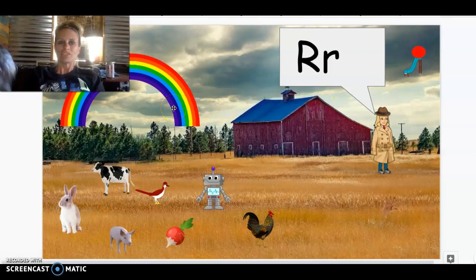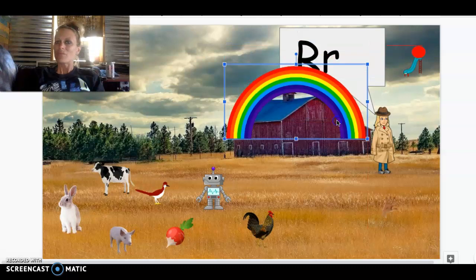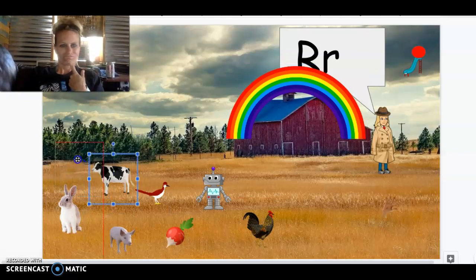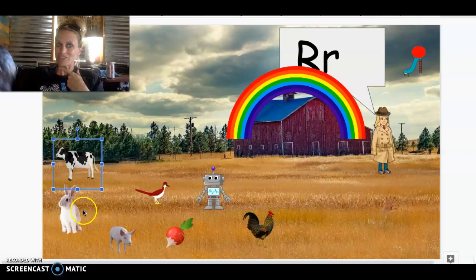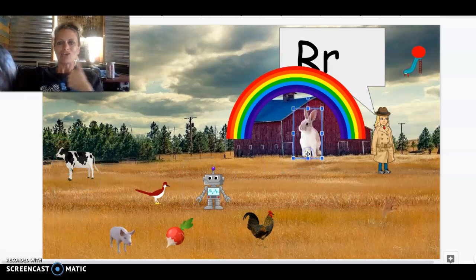We'll start with this one. Rainbow. Should I put it over there? Rainbow. Good. I'm going to put it over the barn. How about cow? Does cow begin with a R? Nope, he'll stay out in the pasture. How about rabbit? Rabbit. Good job. Rabbit and rainbow both begin with the sound.